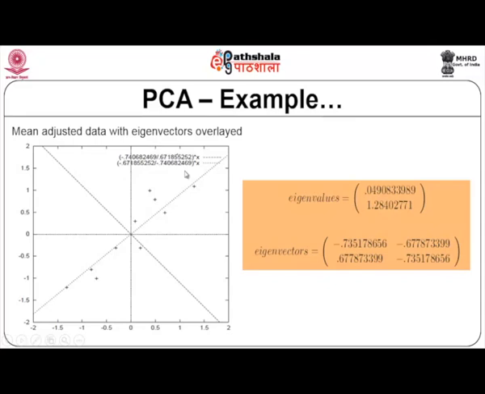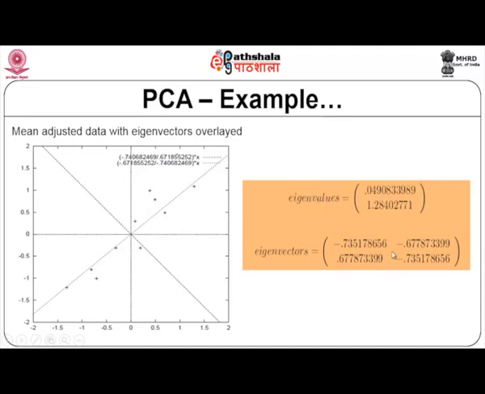you can find the two eigenvectors. One, represented by minus 0.73517 and 0.67787, will be one axis, and the other eigenvector, minus 0.677 and minus 0.73517, will be the second eigenvector. These two eigenvectors now become the principal components for the given data set. In the earlier discussion, we understood that the principal components are completely orthogonal. Orthogonal means they are perpendicular to each other.